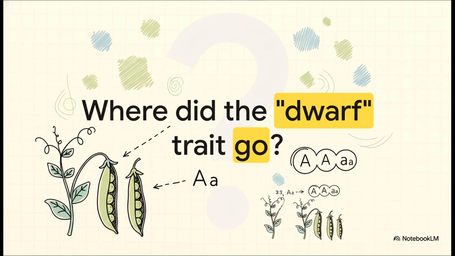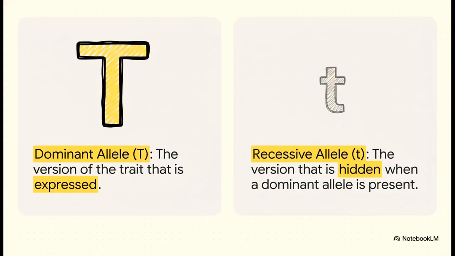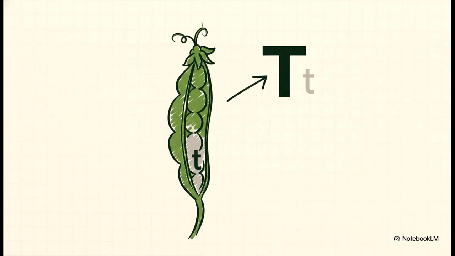This mystery led Mendel to a huge breakthrough. He figured that for every trait, you get two factors. Today, we call these alleles. And here's the kicker. One of these alleles can completely mask the other one. That's dominance. So those first-gen plants looked tall, but they were secretly carrying that hidden dwarf allele.